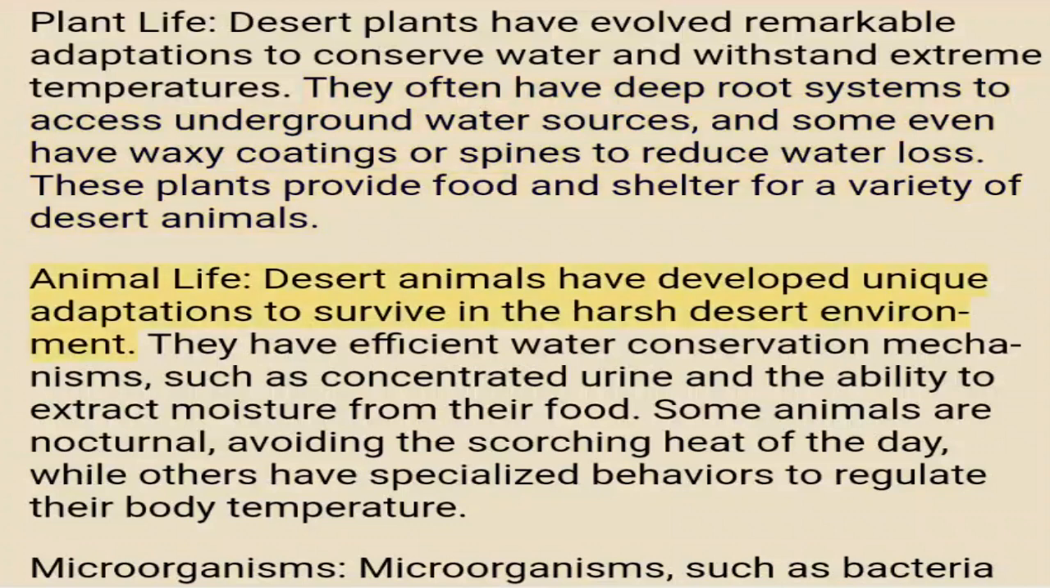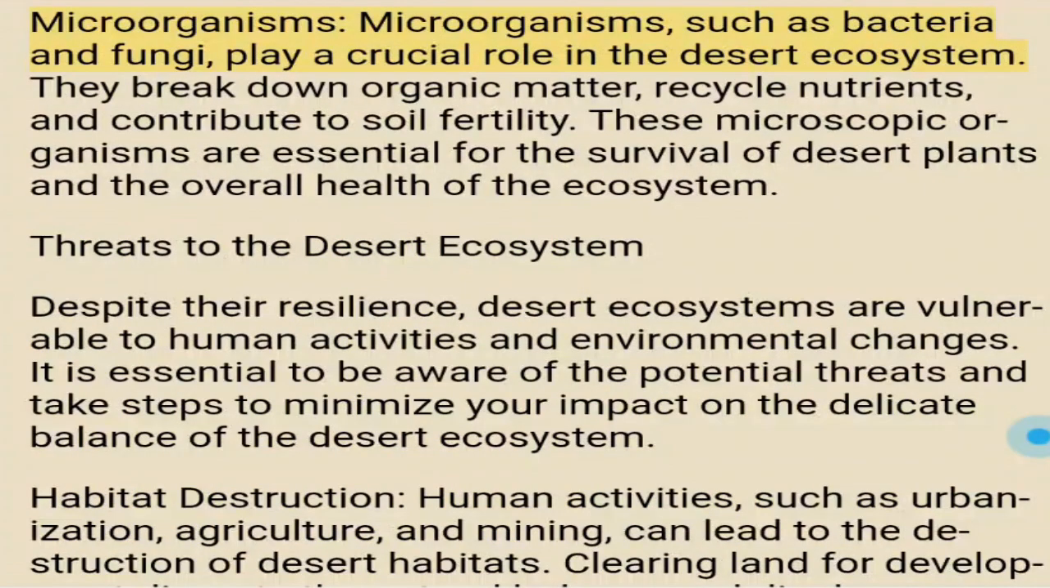Animal life. Desert animals have developed unique adaptations to survive in the harsh desert environment. They have efficient water conservation mechanisms, such as concentrated urine and the ability to extract moisture from their food. Some animals are nocturnal, avoiding the scorching heat of the day, while others have specialized behaviors to regulate their body temperature. Microorganisms. Microorganisms, such as bacteria and fungi, play a crucial role in the desert ecosystem.